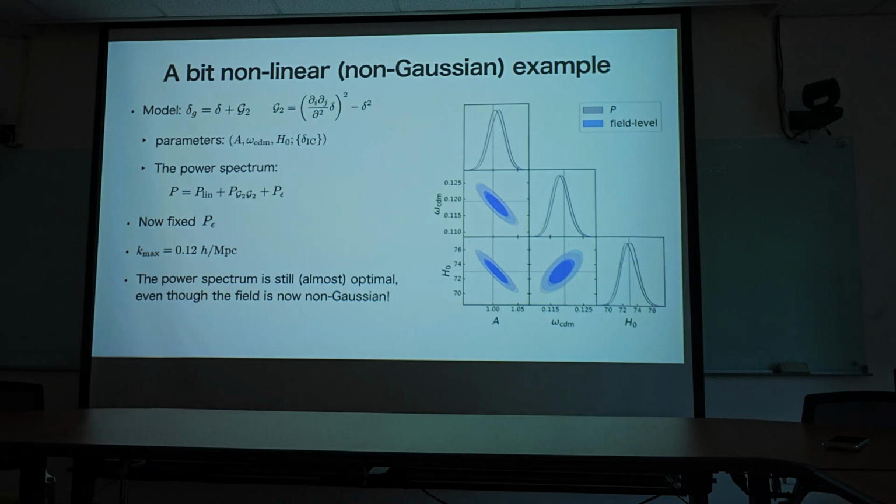So what we found is that even for the nonlinear or non-Gaussian random field, if you focus on the cosmological parameter, the power spectrum is still nearly optimal. They are, of course, not in perfect agreement as in the previous Gaussian case, but the error budget looks almost the same.